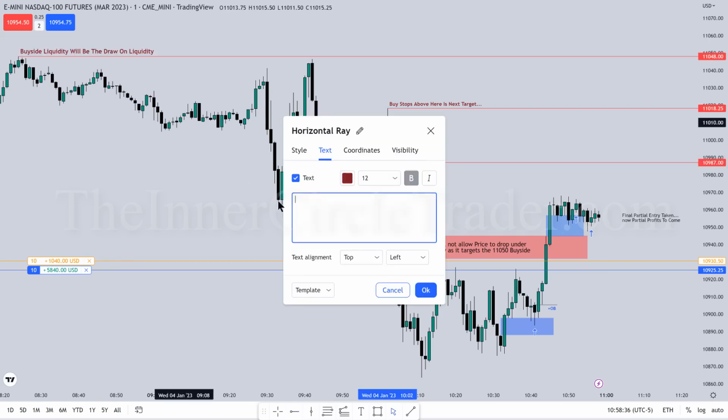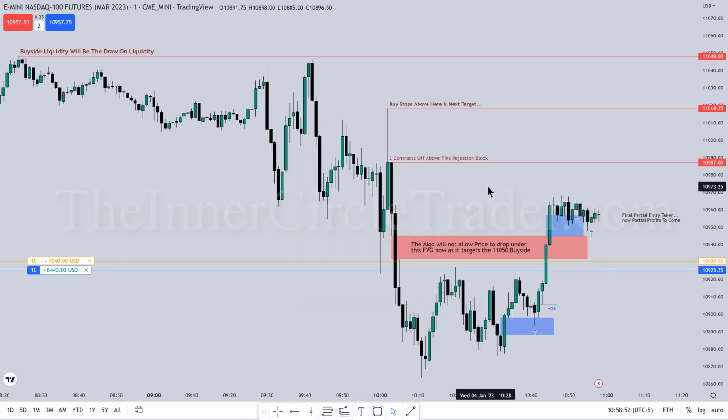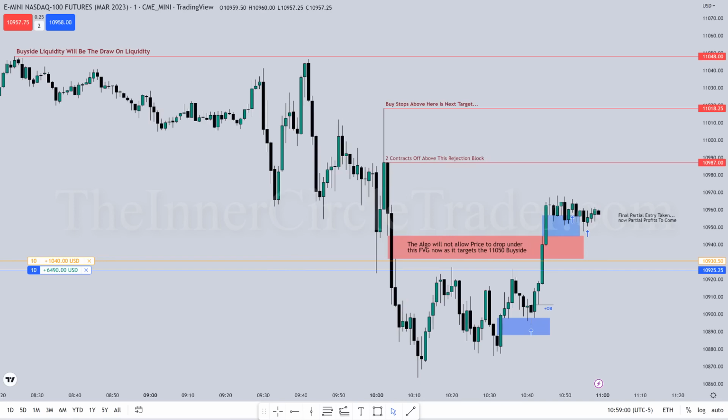Now right here, this is again the rejection block. So I'm anticipating price reaching up into that. I'm building all of the framework as you would do in your own analysis, or in hindsight when you do your back testing, when you do all of your charts. You want to be annotating them just like I'm doing here, looking at the logical levels. And I taught what the PD arrays are, and you learn more about them in the core content lessons.